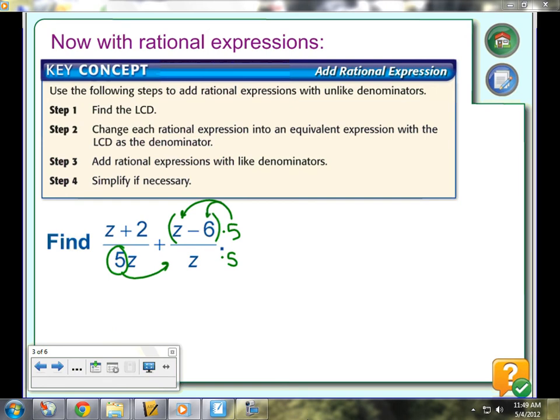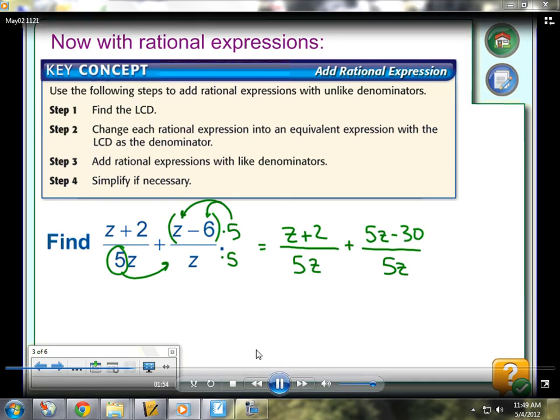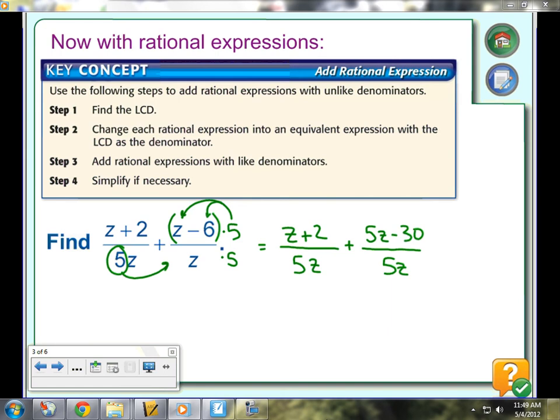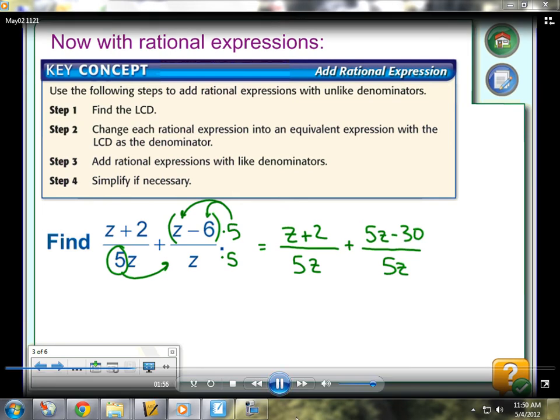Now let's rewrite the first fraction. That hasn't changed. We haven't multiplied anything through there, so it's still z plus 2 over 5z. The second fraction, after we multiply the 5 through to make that common denominator, will be 5z minus 30 on top over 5z. Now this is just like simply adding rational expressions with like denominators. We've had a ton of experience with that, so this is old hat to us.